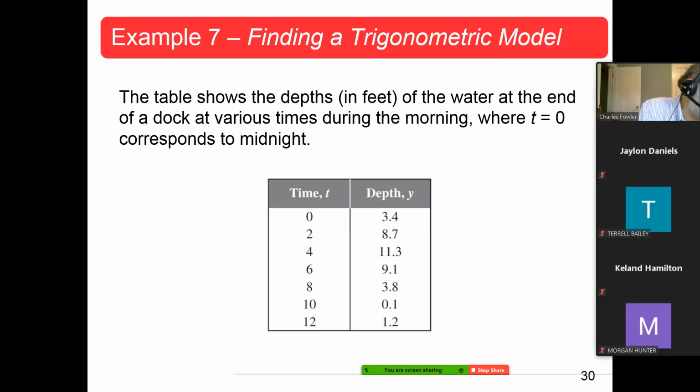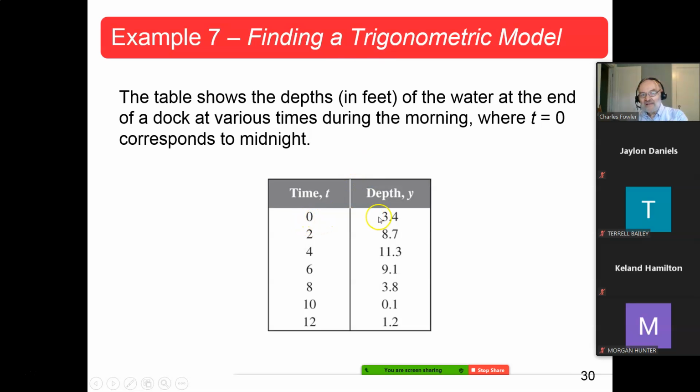This table, this is example 7, shows the depth in feet of the water at the end of a dock at various times during a morning, where t = 0 corresponds to midnight. Okay. Now, basically what we're dealing with is the tides. The tides are pretty close to being sinusoidal curves. Okay. Now, what we see here, someone went out and took it.